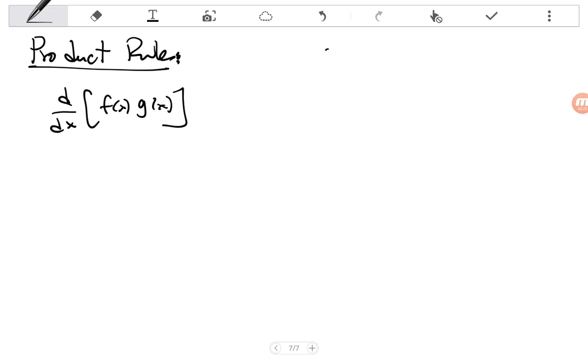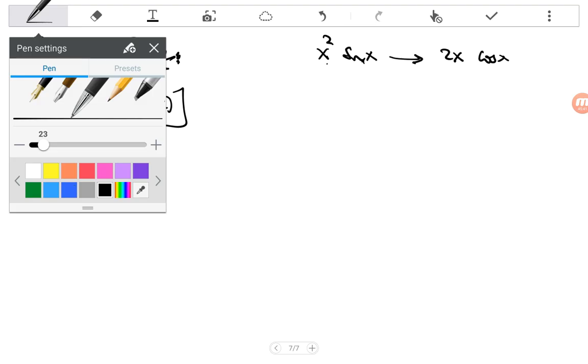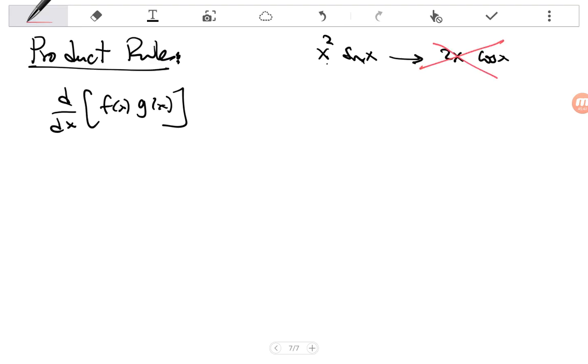If I had a case like this, for example, x squared times sine x, what is the derivative of this function? I will not say that it is the derivative times the derivative. So if you say, for example, it is 2x times cosine x, this is a wrong answer. This is a known wrong answer, and this is one of the famous mistakes in this case.